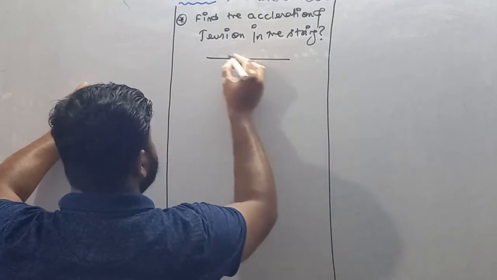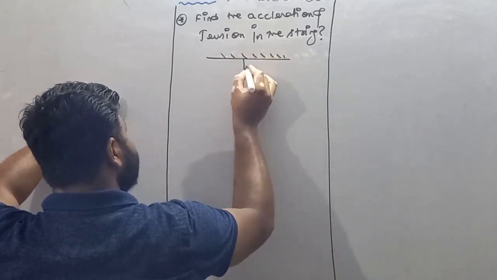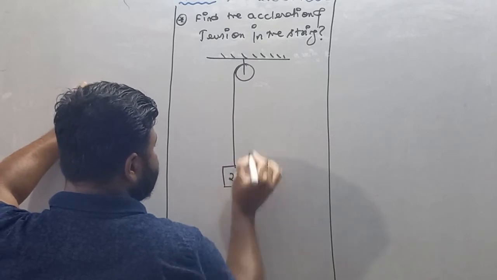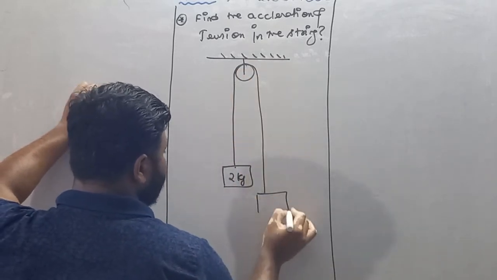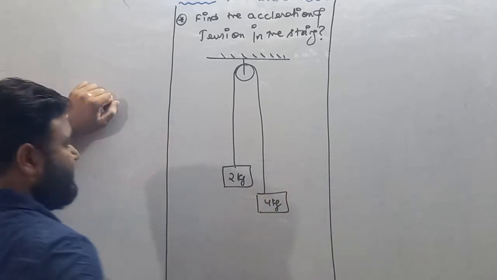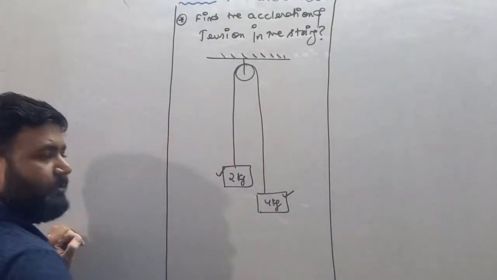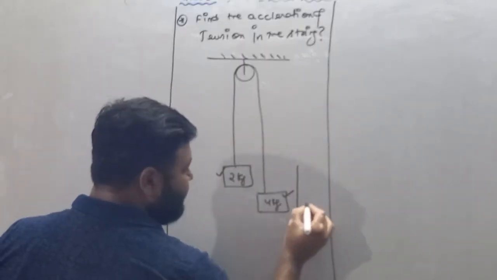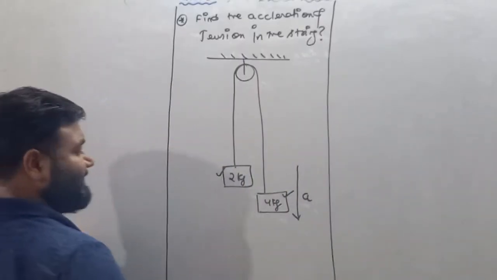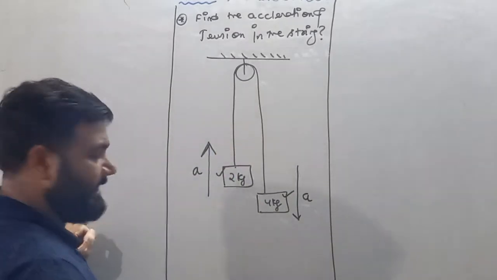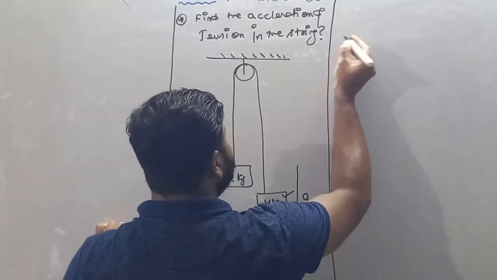Let's suppose the system is like this. This is a block of mass 2 kg and this is a block of mass 4 kg. So it is but obvious that this mass is greater compared to 2 kg. So 4 kg moves down with acceleration A and 2 kg moves up with acceleration A. So try to solve the question, my dear student.